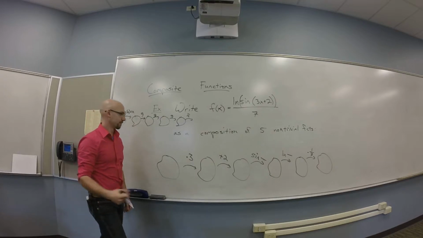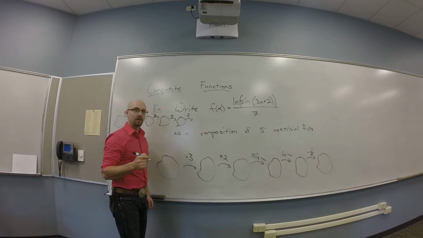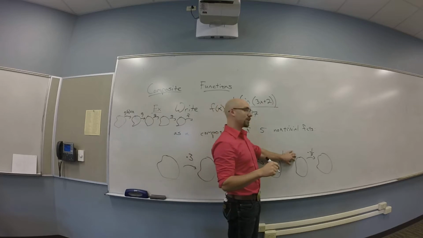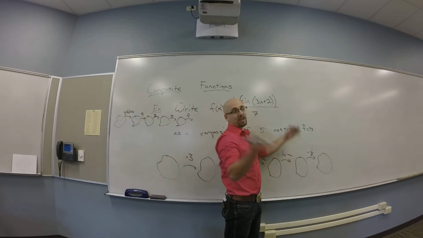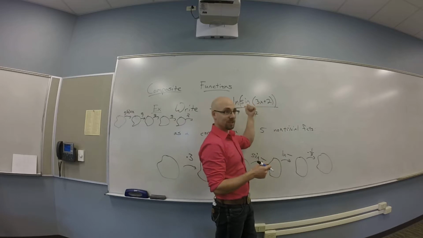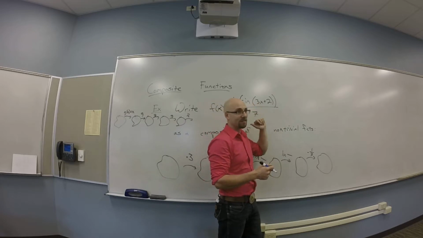What if you just didn't do sine and natural log? You just multiplied by 7 and just let it be. If you didn't have these 2 steps in there, you would get a different function. You wouldn't get f, because f has built into it a sine and a log.